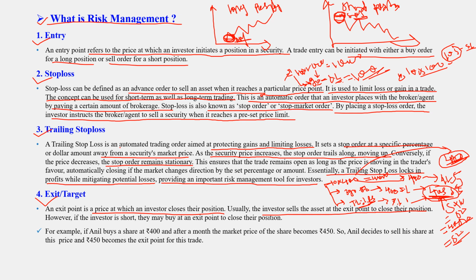This is for the long position. For example, in the long position we enter at the entry point, and for the exit, we reach our target price, so we need to exit at that point. So this is called an exit, right? Investors sell an asset at the exit point to close their position, but in the short position we need to sell first, right?